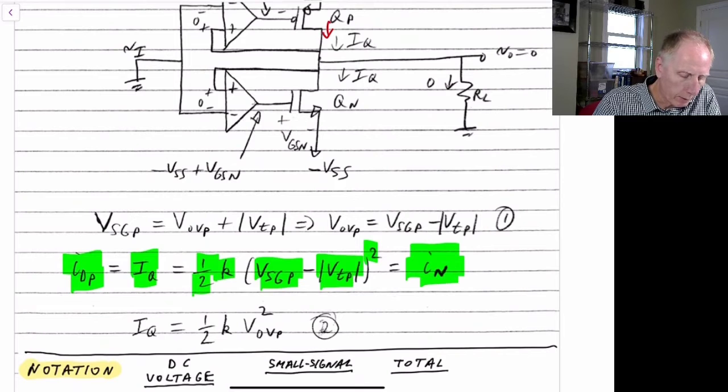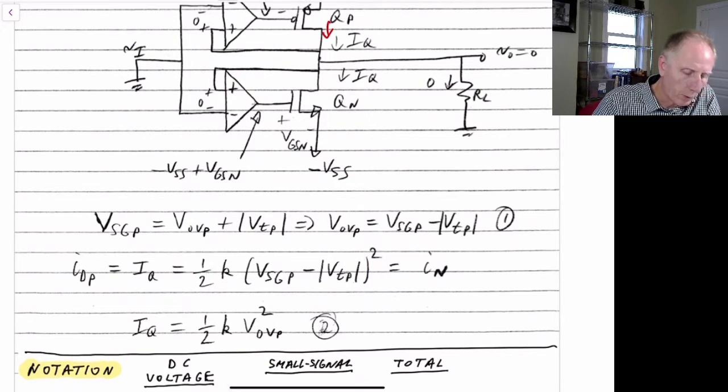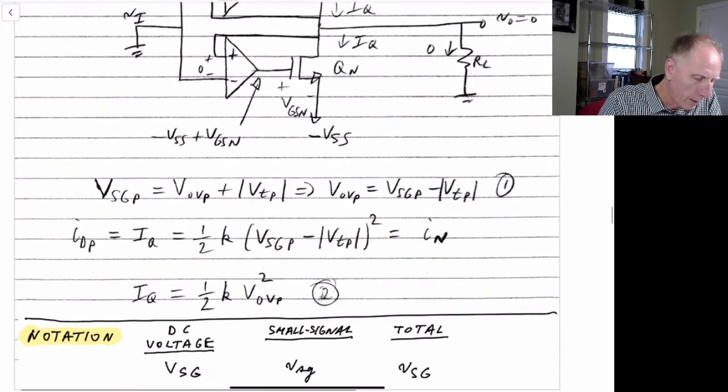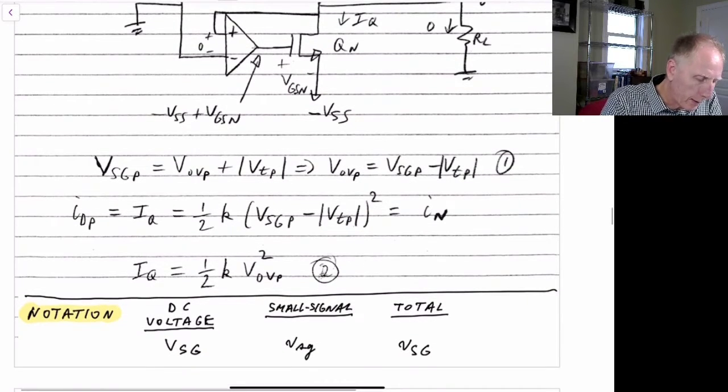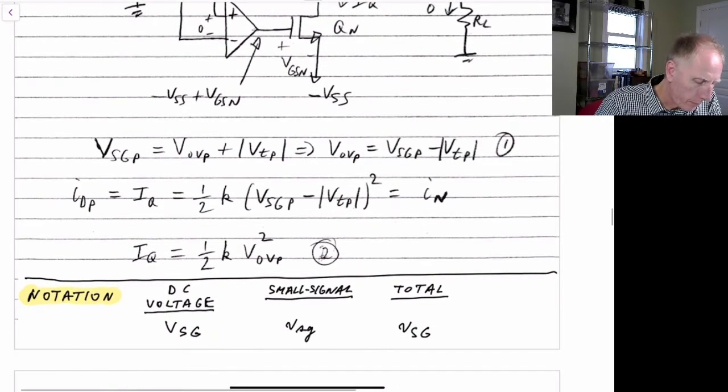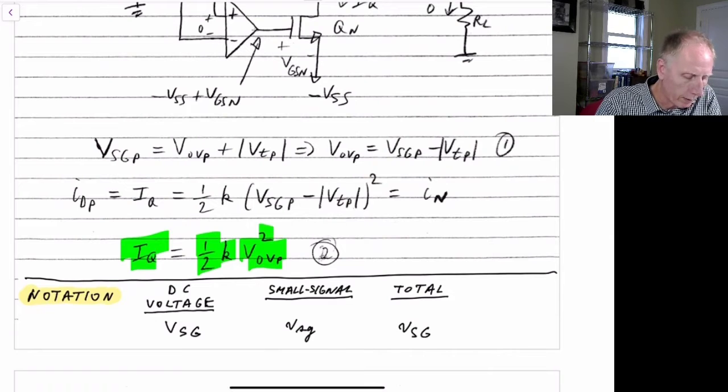And that should equal the current through the NMOS transistor as well, because our output voltage is 0. In this case, we have no current flowing through the load resistance, so these two currents should match. So we see then that IQ is just equal to 1/2 times K times V overdrive of the PMOS transistor squared, which is also 1/2 K times V overdrive of the NMOS transistor squared.